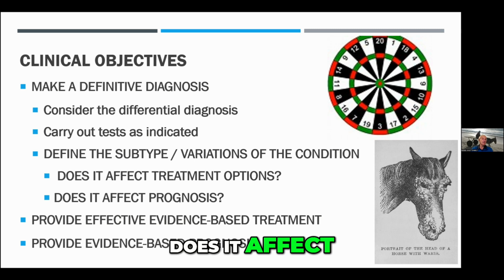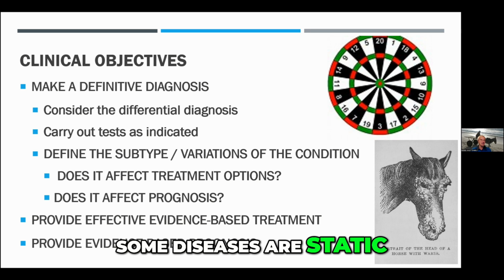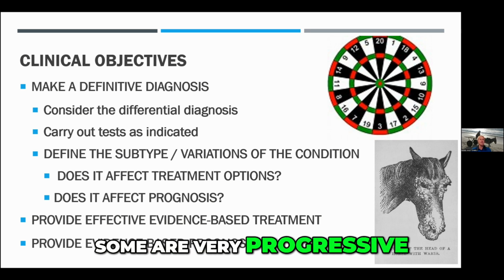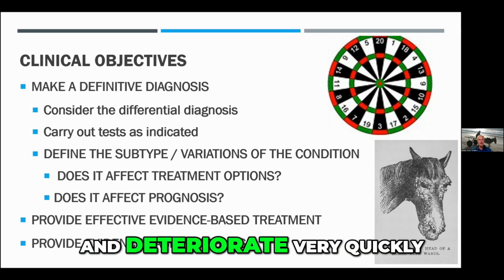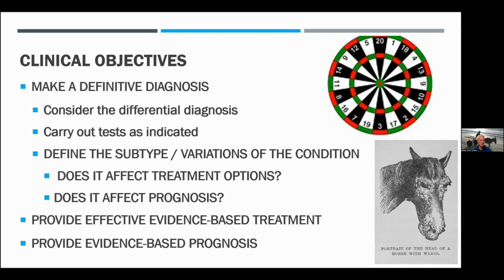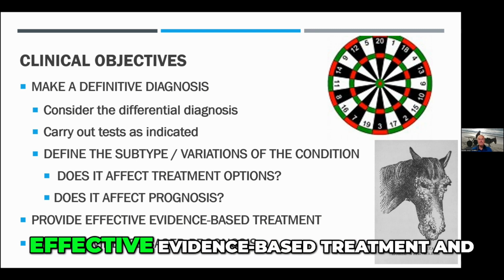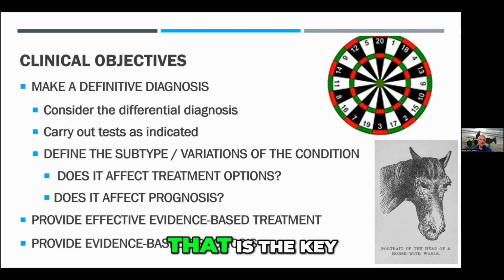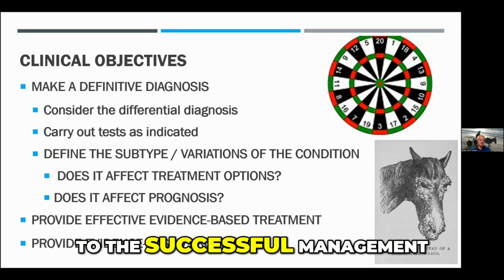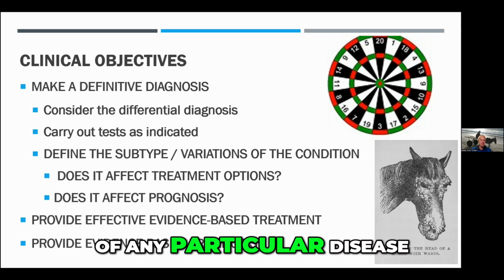Does it affect the prognosis? Well, yes, it does, because some subtypes are very static, some diseases are static, some are very progressive and very rapid and deteriorate very quickly. We need to provide effective evidence-based treatment, and that is the key to the successful management of any particular disease.